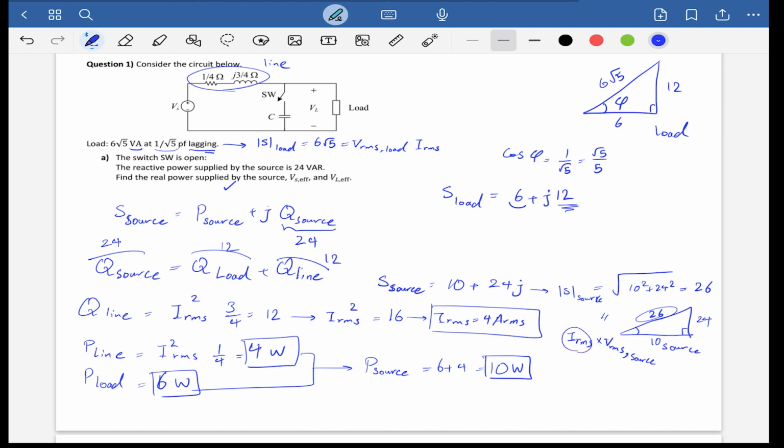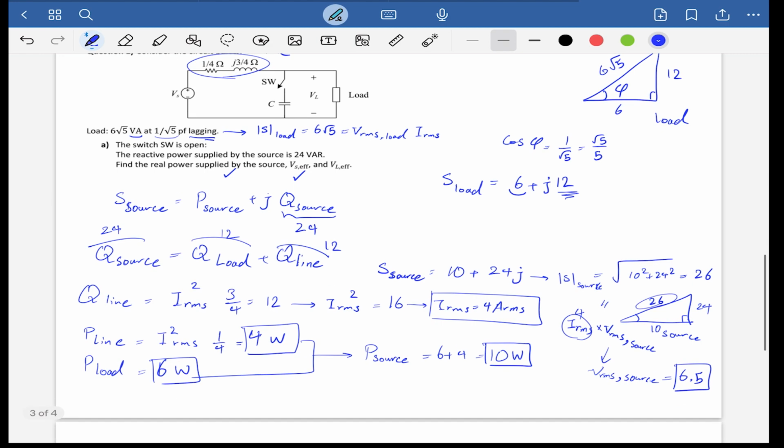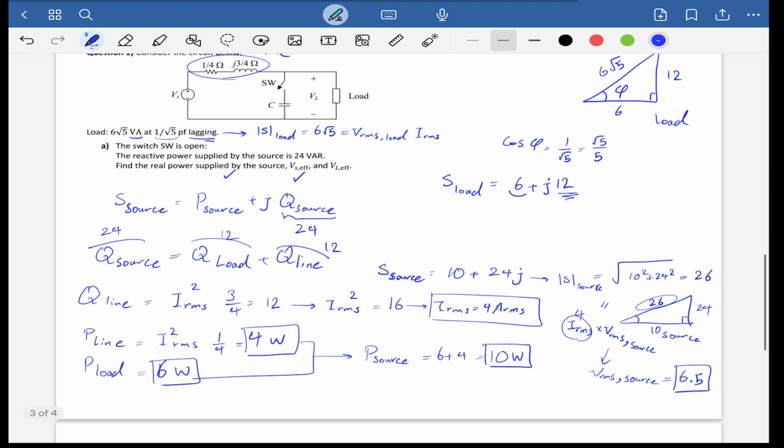We know the IRMS is 4, so VRMS of the source will be 6.5. Okay, so we found also this one, and the last one, the VRMS of the load. What can we say about that?